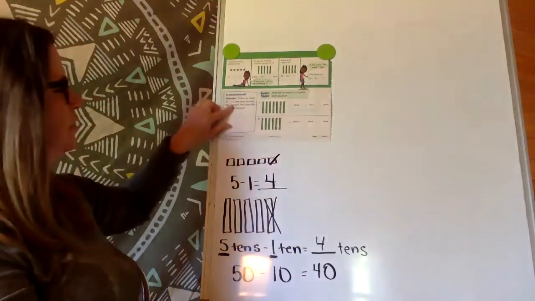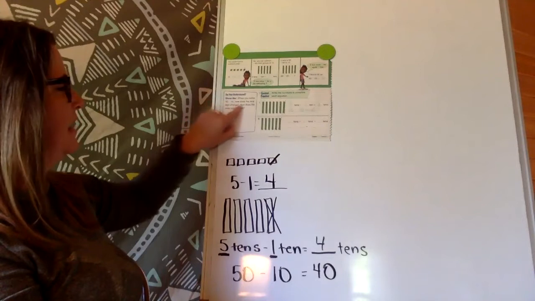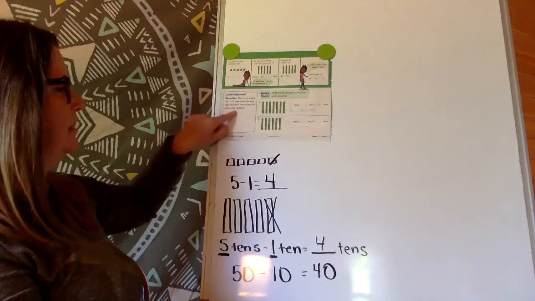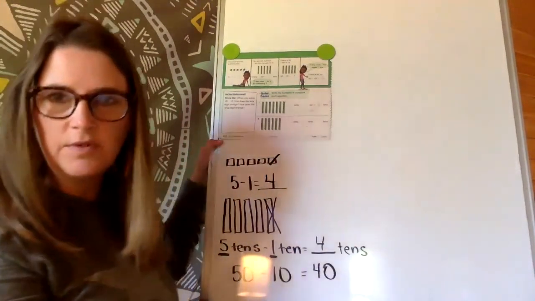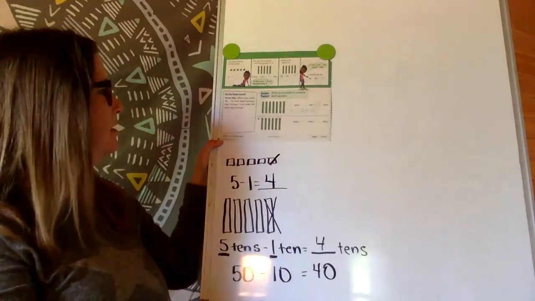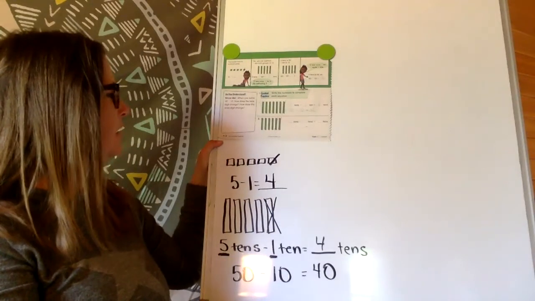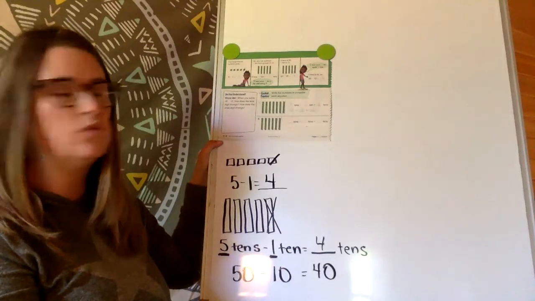It says in your do you understand show me box, when you solve 40 minus 10, how does the tens digit change? How does the ones digit change? Okay, so you can pause this video just for a second and talk with your parents if they're nearby and tell them, how does the tens digit change when you subtract the tens, and how does the ones digit change when you subtract the ones?